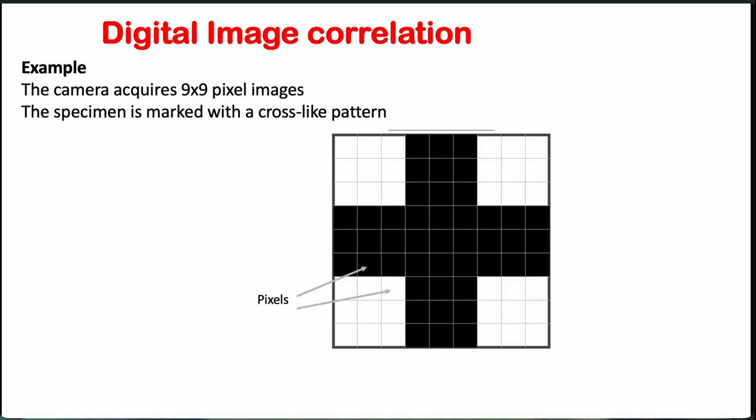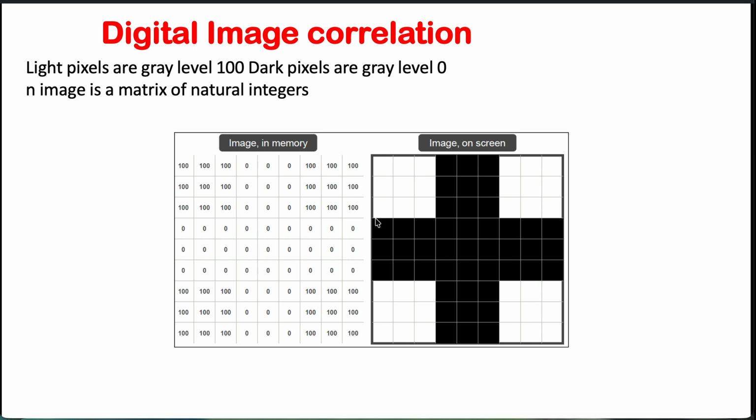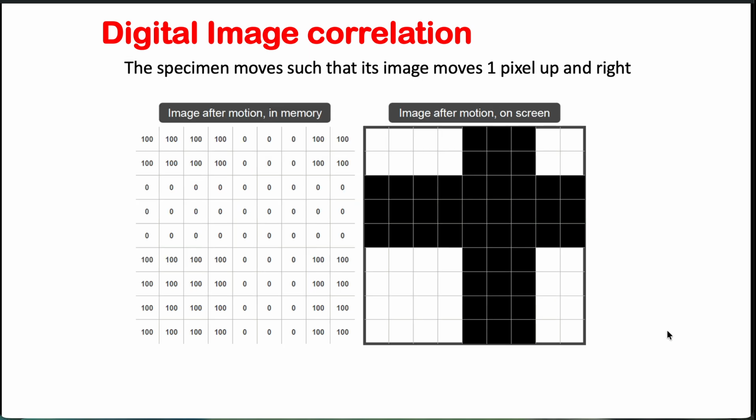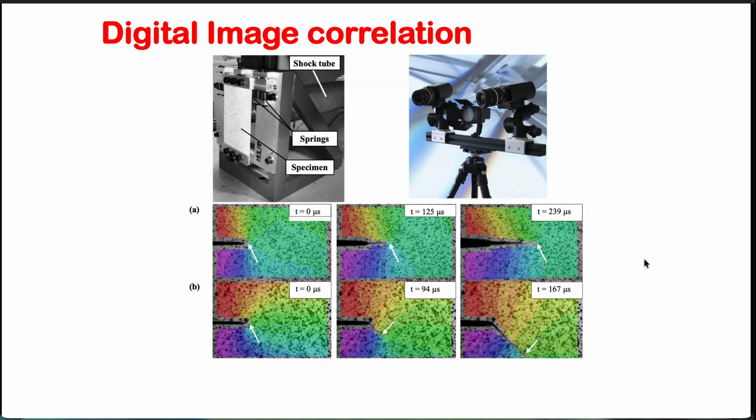To understand this better, think of this image. Like we have a 9 by 9 pixel image, 81 total pixels, and then we have this sort of pattern, a cross-like pattern, right? This is our first image, and the second image, essentially the intensity is going to be stored like this: zeros for the black dots, 100 for the white dots, and then as you apply the motion or the load, the zeros are going to move. The comparison between these two is going to give us a picture like this.